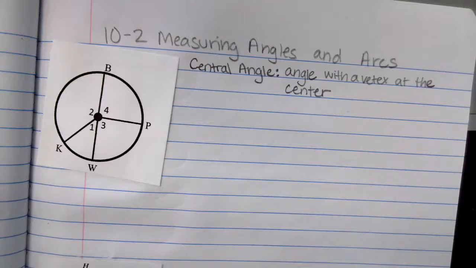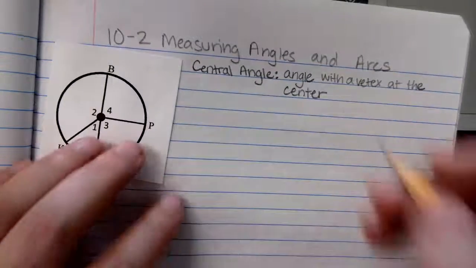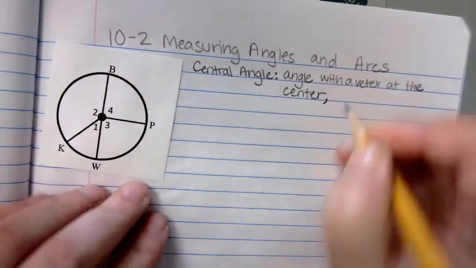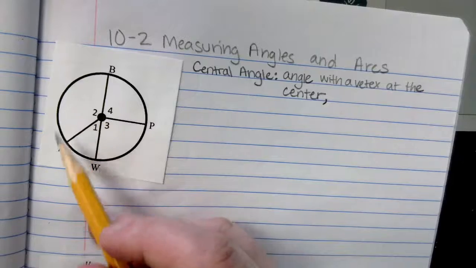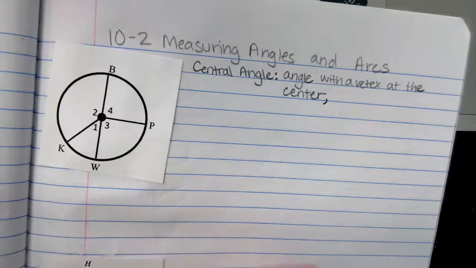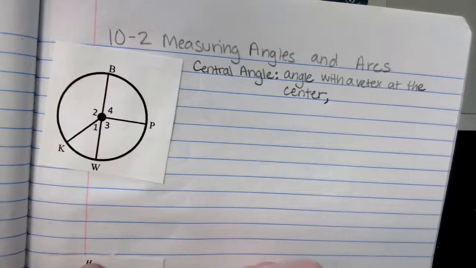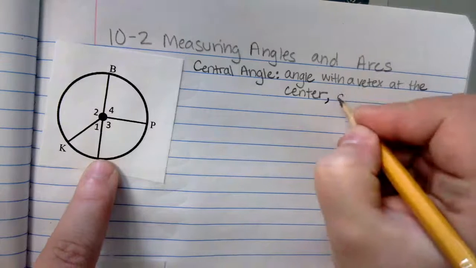All right. What do we know about all the angles in a circle? What do they have to all add up to? 360.